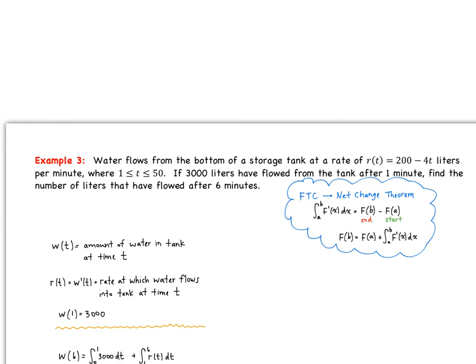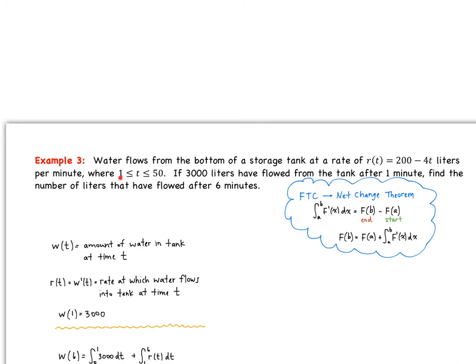So let's take a look at our example. Water flows from the bottom of a storage tank at a rate of r(t) equals 200 minus 4t liters per minute, where t is between 1 and 50. So when you see rate, we're thinking derivative. If 3,000 liters have flowed from the tank after 1 minute, so that's our starting value, that's how we can read that, find the number of liters that have flowed after 6 minutes.